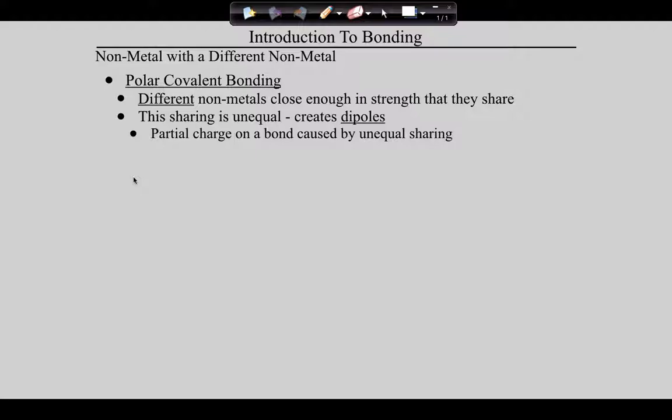So guys, what are dipoles? Dipoles are partial charges on bonds created by unequal sharing. Write it down and then pretend you never saw it.